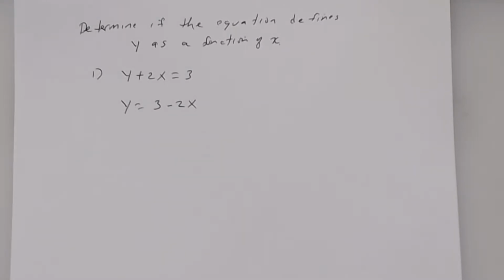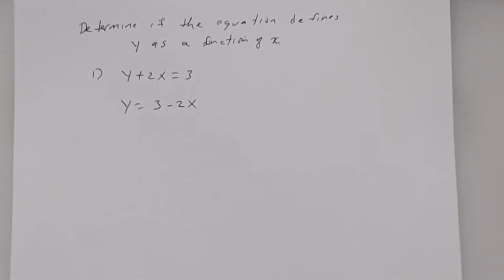All right, so y equals 3 minus 2x. Now, remember, for test 1, you had something like this. You were asked to graph this. So if you were to graph this, it would be what kind of figure? It will be a line.